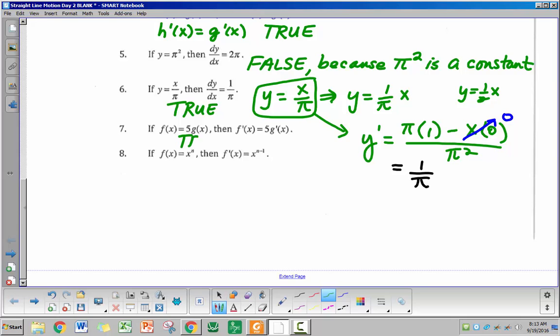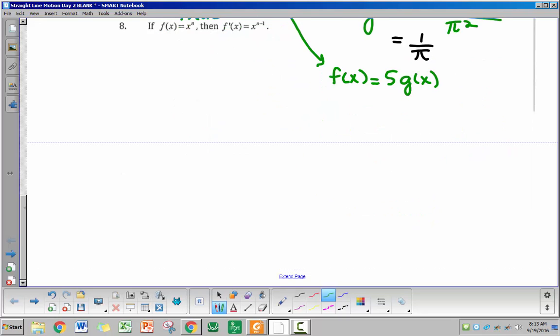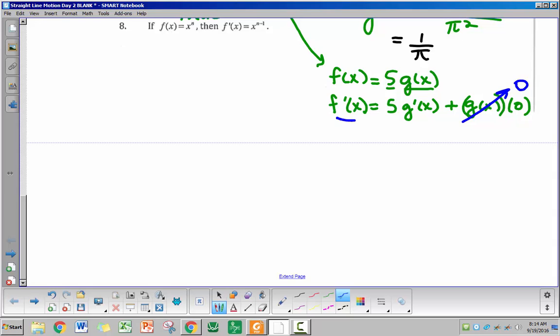Okay, this is true, but let me explain why. If we have f of x equals 5 times g of x, the derivative of the left side is just going to be what? F prime of x. And let's use the product rule on the right. What's the product rule? First times g prime of x, plus second, which is g of x, times d first. If this is the first and this is the second, what's the derivative of 5? 0. So the second half of the product rule will always go to 0 when you have a constant. That's why I always say the constant goes along for the ride. So this is true. Do you see that now?